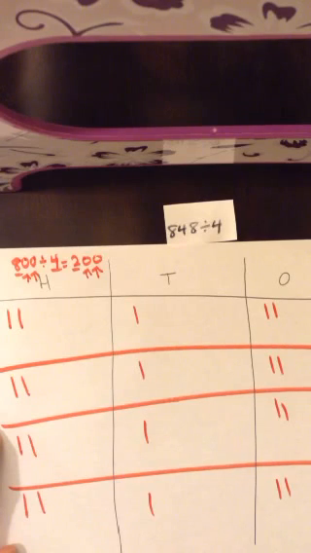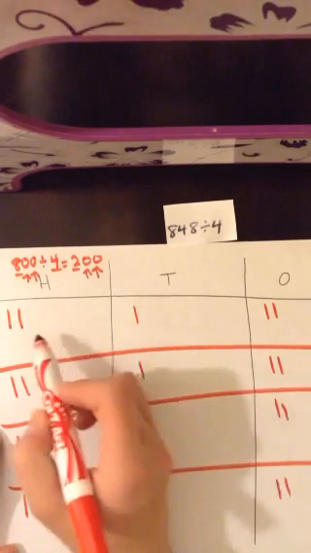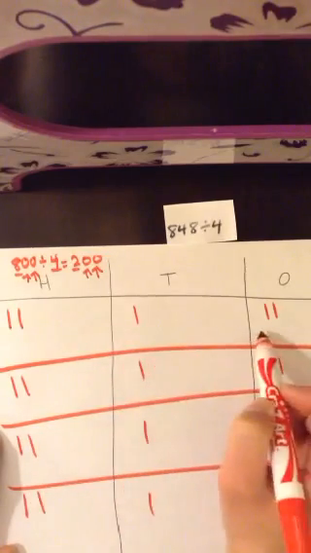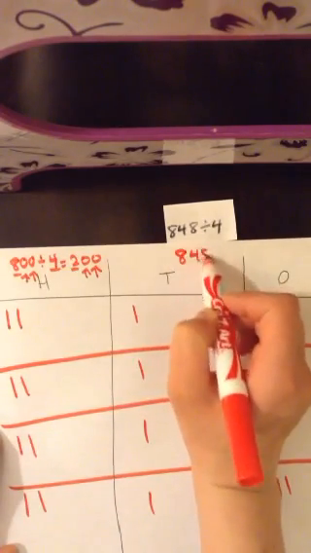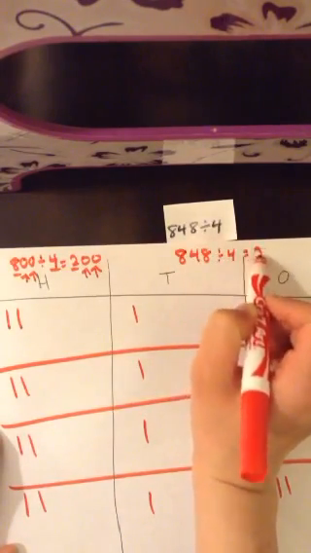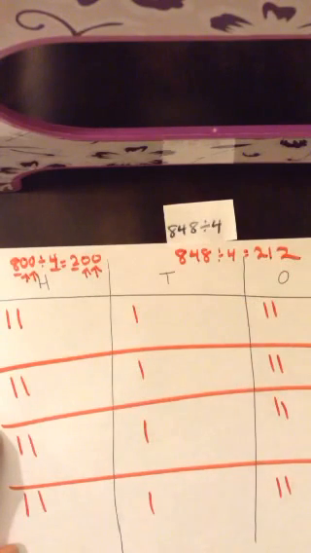So here we have it. We can see that 848 divided by 4 is 212. 848 divided by 4 equals 212. So as you can see, dividing is a lot of fun and very easy when we're using the place value chart to draw it out.